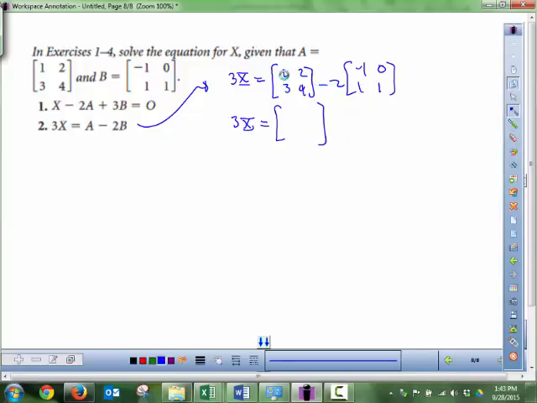Try it again. 1 plus 2 is 3. 2, that's still going to be a 2. 3 minus 2 is 1. 4 minus 2 is 2. Is that better?